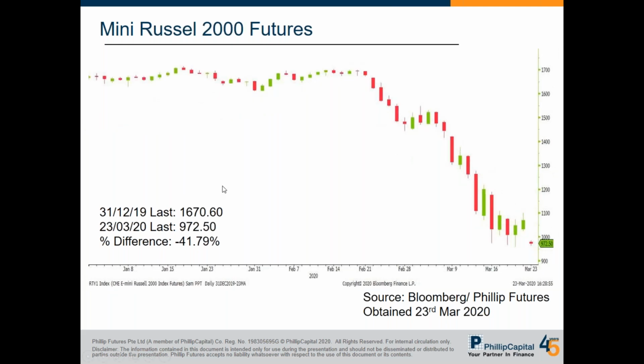However, if we look at the Russell itself, because it's more volatile and comprises smaller cap stocks, you can see that the fall is even greater and it fell approximately 41.79%. So with all that in mind, you can see that markets are actually falling greatly since the peak, since the widespread of COVID-19 took place.